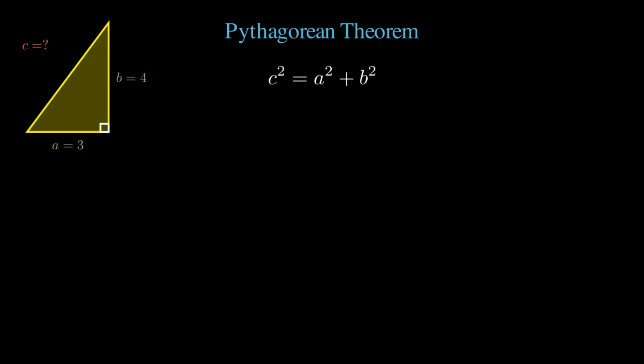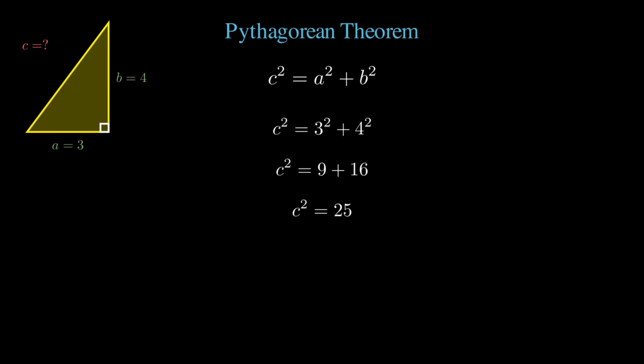Let's work through a concrete example. Suppose we have a right triangle where leg A equals 3 units and leg B equals 4 units. First, we'll find the hypotenuse using the Pythagorean theorem. We start with c squared equals a squared plus b squared. Substituting our values, we get c squared equals 3 squared plus 4 squared, evaluating the squares.